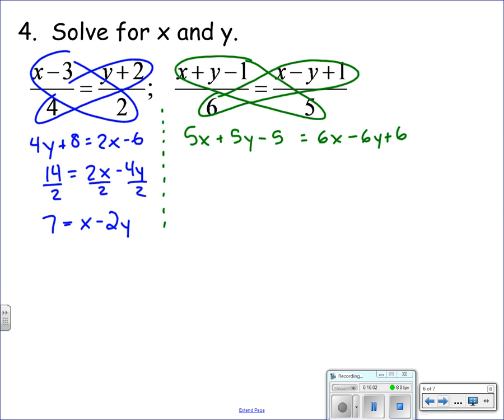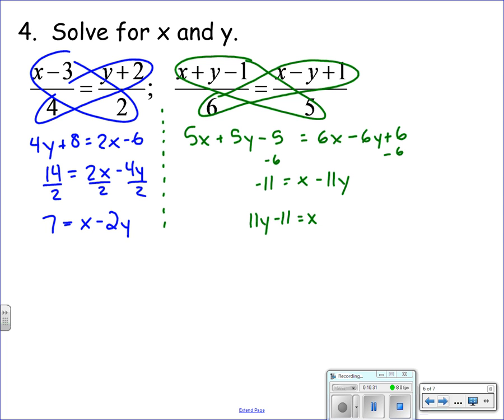I'm going to get the variables all on the right side. I get the numbers over, so I'm going to subtract a 6 over to get a negative 11. I'm going to subtract the 5x over to get an x. I'm going to subtract the 5y over to get a negative 11y. So if I add the 11y over, I have x equals 11y minus 11.